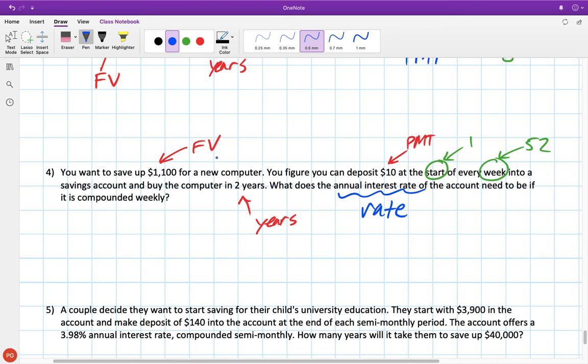We know the future value. We know how much we're putting in every week at the start of the week. So we know our payment, we know that it's going to be a 1 because it's at the start. We're doing this every week, that's 52 times a year for 2 years, and we want to know the rate. So this is what we're trying to solve for.